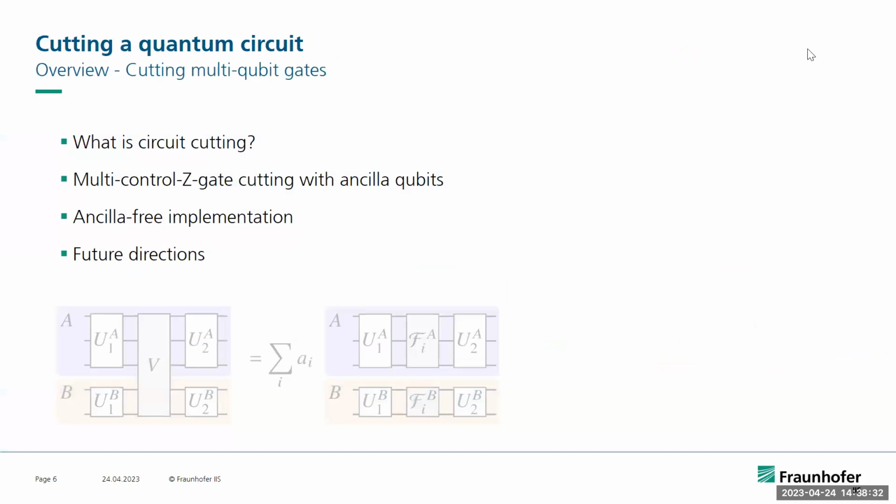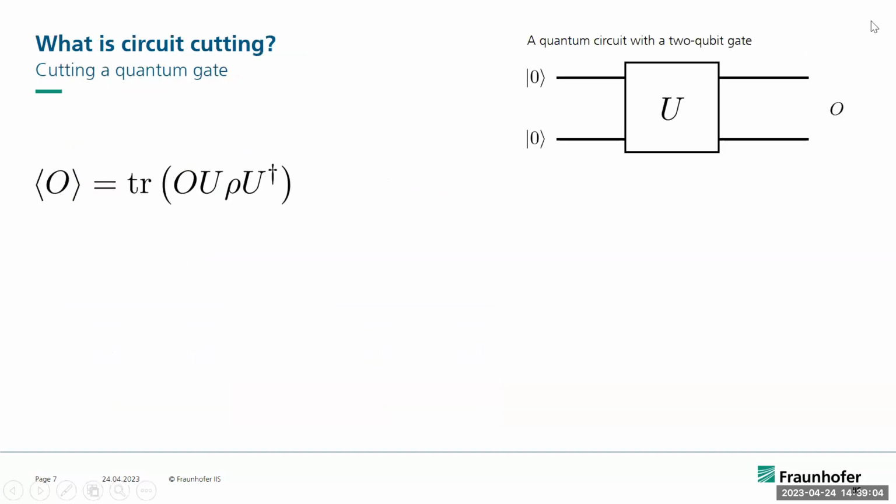Here's an overview of the slides I prepared. I have a few slides to introduce you to the topic of circuit cutting, if you're not familiar with that. We then do multi-control Z gate cutting implemented using ancilla qubits. In the second part, we can talk about ancilla-free implementations of these ideas. So we start with a brief introduction into circuit cutting.